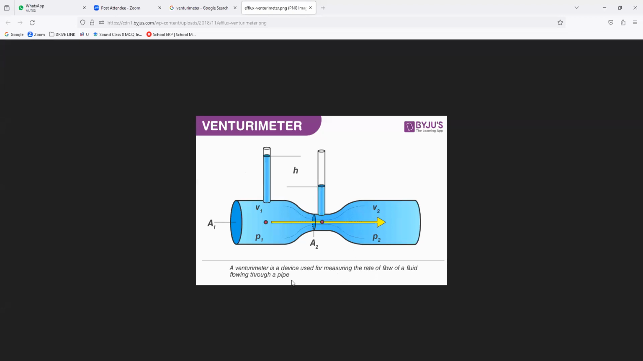Here you can see, the Venturimeter is a device used for measuring the rate of flow of a fluid flowing through a pipe. All of you understand? Please note it. Anyone having any doubt, you can ask me. Clear? So this is the simplest device, which we call a Venturimeter. Now, let us observe very carefully here.